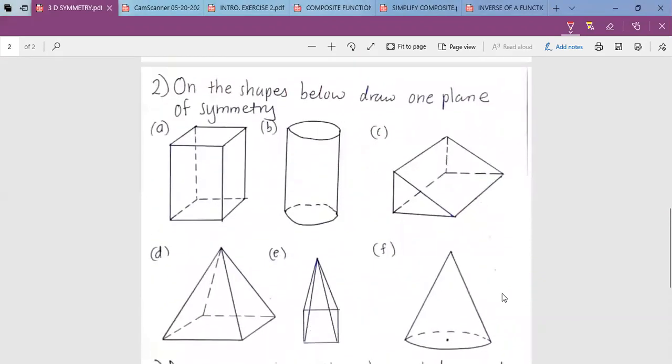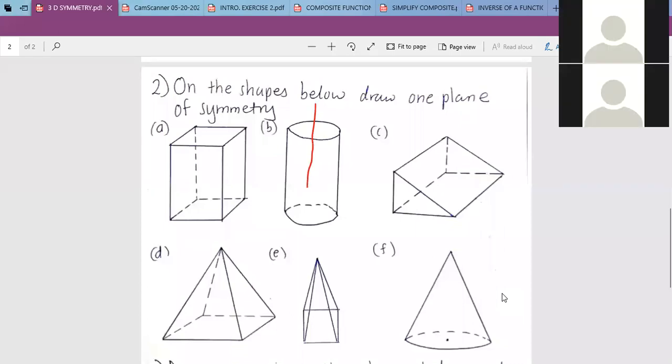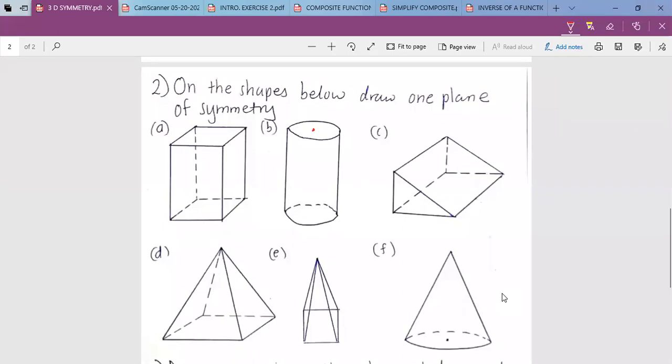Question number two says, on the shapes below, draw one plane of symmetry. Remember, when they tell you to draw a plane, do not draw a line like this. If you draw like this, this is a line of symmetry. This is not a plane of symmetry. So it won't be correct. So whenever they tell you to draw a plane of symmetry, like if it is a circle, you can put a dot in the middle. Bend your line like that. And even down, bend your line like that. Then after, draw a line straight down like this, and another one straight like that. As long as you pass through the center here, and as long as you pass through the center there, that one is a proper plane.